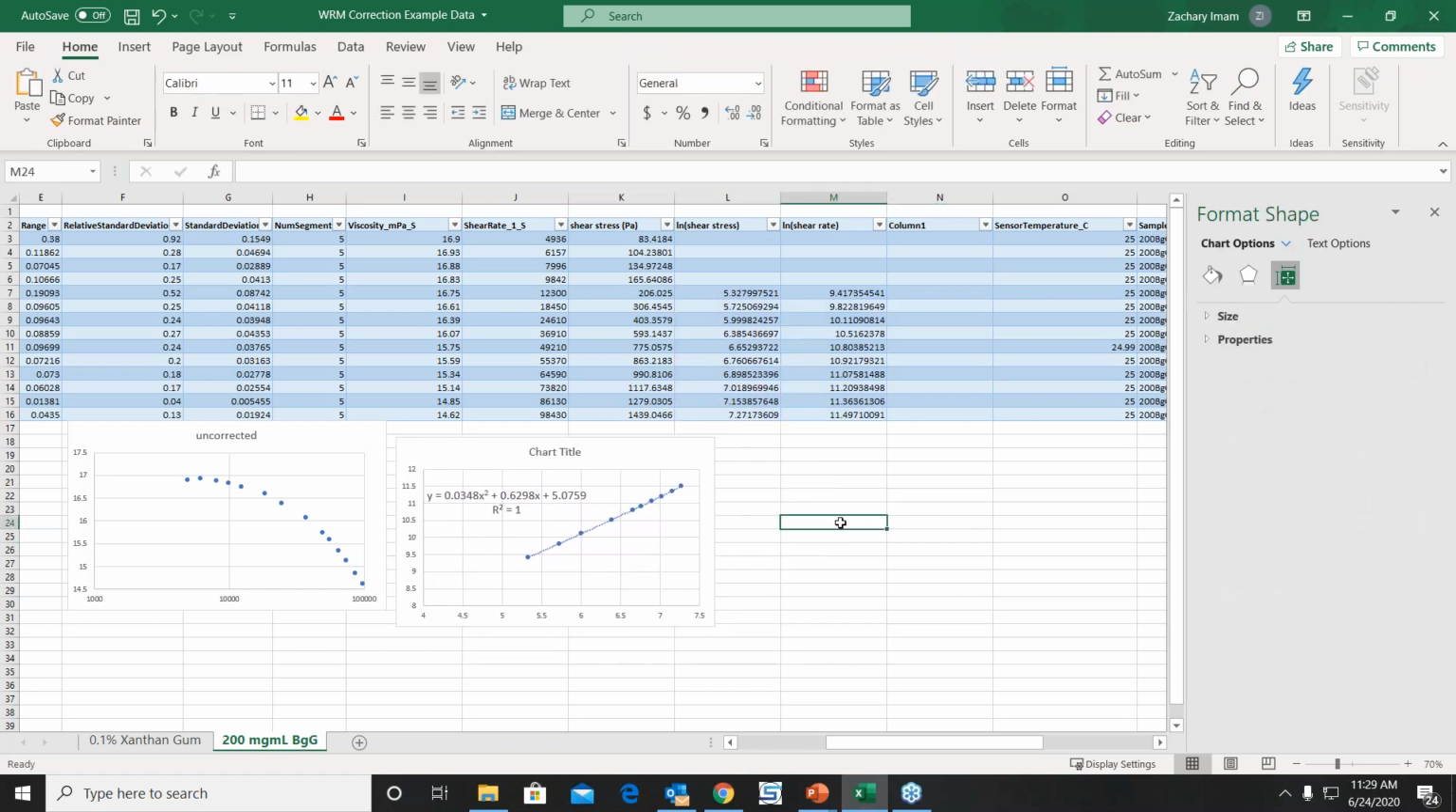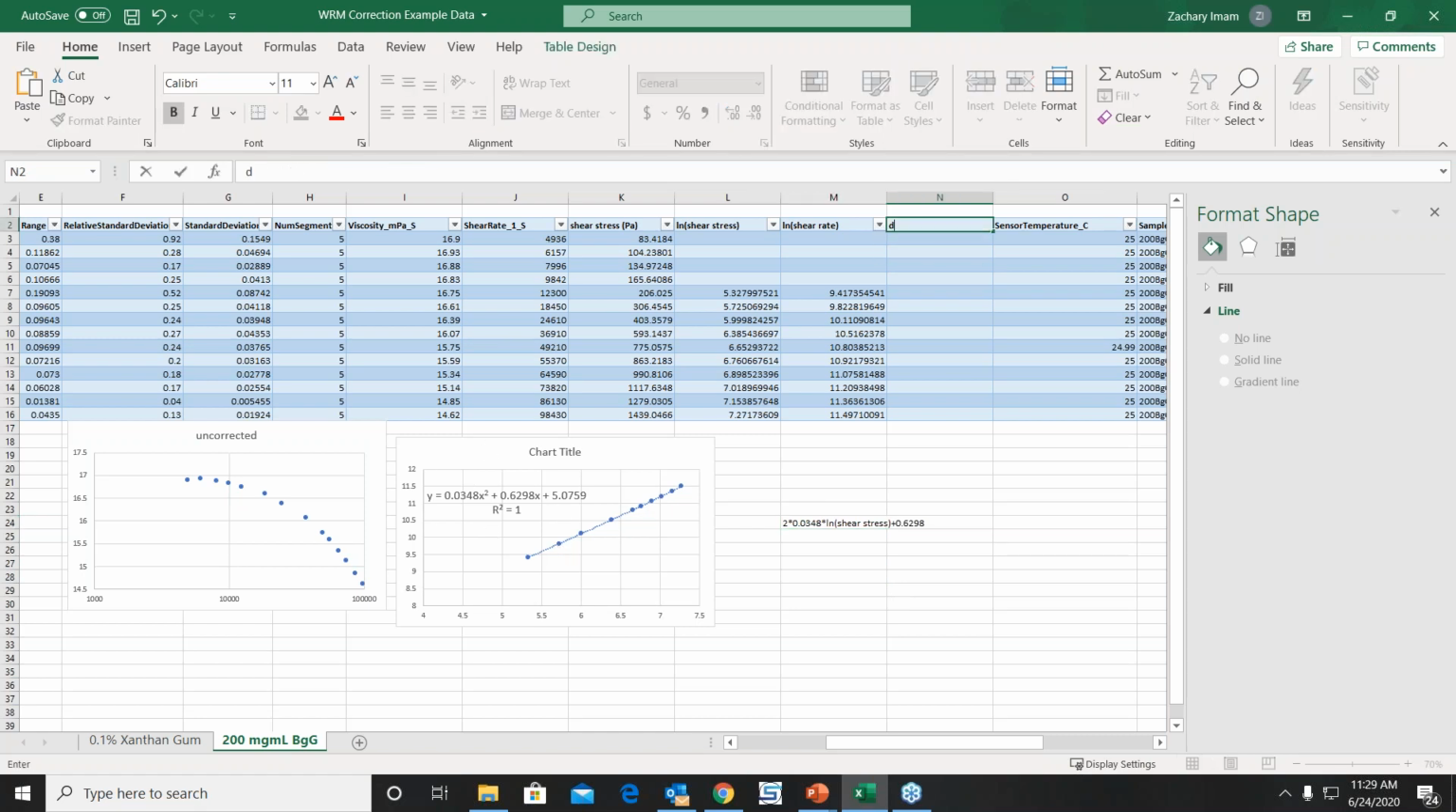pretty good fit. So we can take the derivative of this equation, so that's 2 times 0.0348, and this is times the natural log of shear stress plus 0.6298. So that's the derivative of this equation. So now we just need to calculate this derivative for the shear stresses in the shear thinning region of our data.